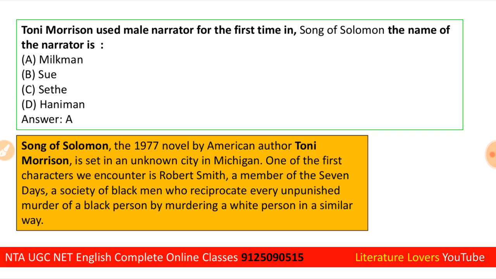So now learners, you can see the correct answer on your screen. Song of Solomon appeared in 1977, and this is a novel by Toni Morrison. The novel is set in an unnamed city of Michigan. Learners, you can see the male narrator that appears in this particular work. This was the first time Toni Morrison used a male narrator. The name of the narrator is Milkman. Okay, now see the next one.